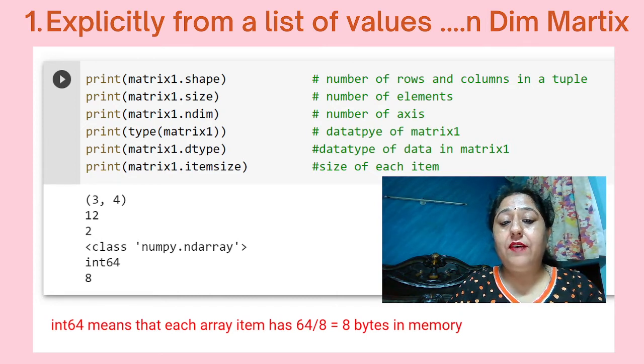Next, you have matrix1.itemsize. It gives you the size of each item which will be occupied in the memory. The int64 says that each array item will have 64 by 8, that is equal to 8 bytes in memory. So the item size comes out to be 8.